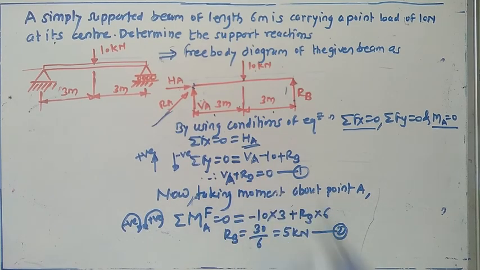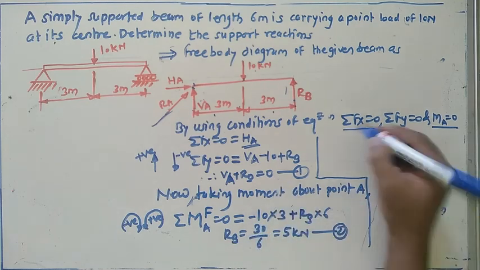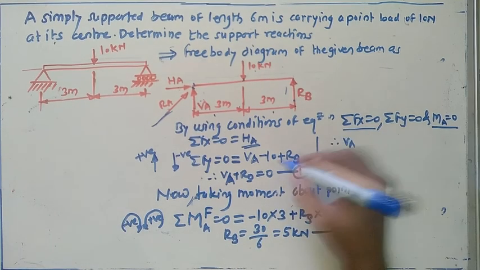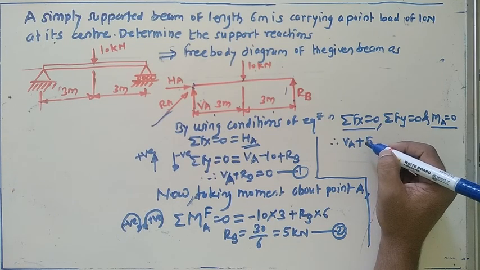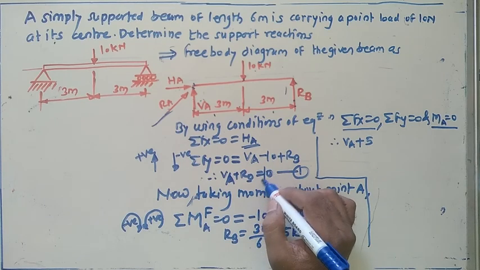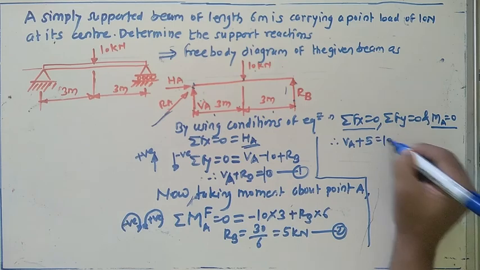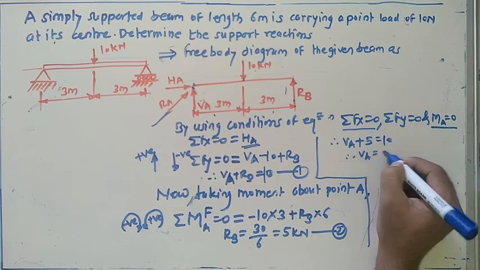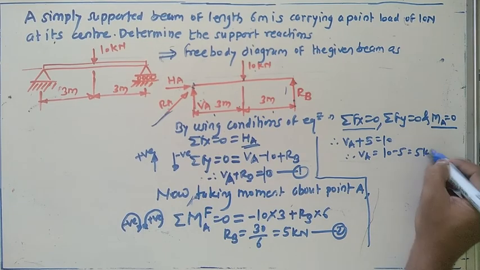Once we get the value of RB, equation number 2, substitute the same value in equation number 1. Equation number 1 is here. So what do we get? VA plus RB, here 5, equals here 10. So we get 5 equals 10 minus VA. So for this VA we get 10 minus 5, 5 kilonewton.